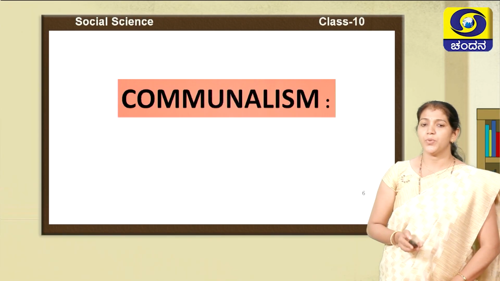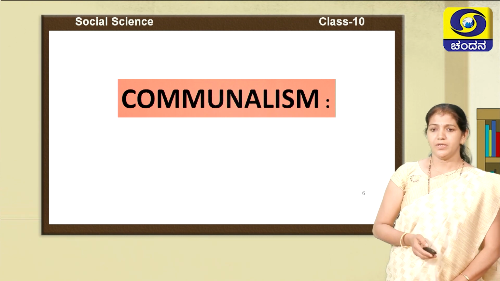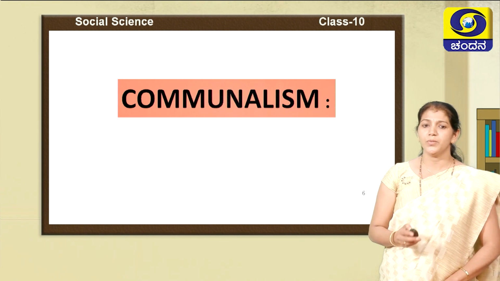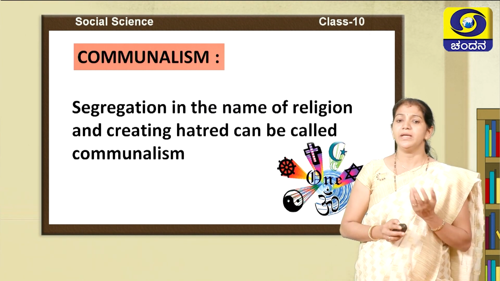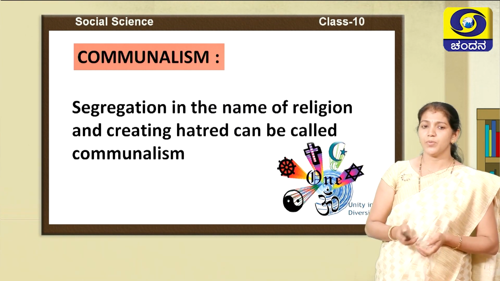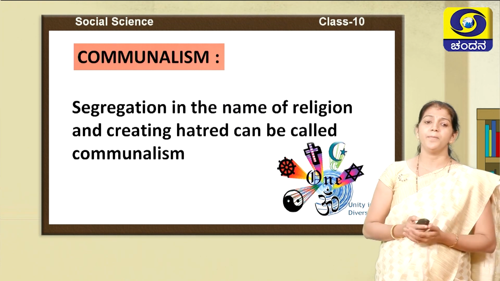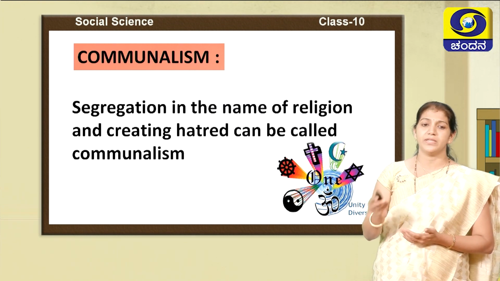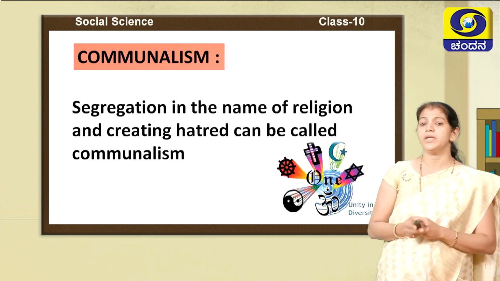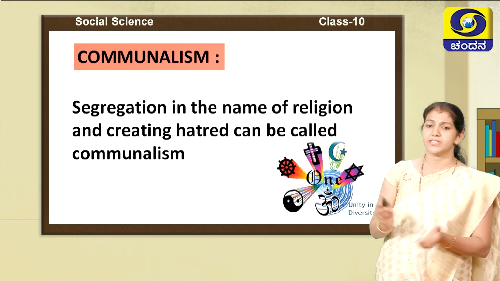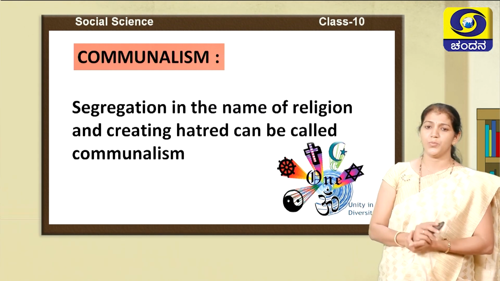Let us see one by one the problems of India and their solutions. First, I want to discuss communalism. What is communalism? Segregation in the name of religion and creating hatred can be called communalism. It means dividing people in the name of religion, such as Hindu, Muslim, Christian. This type of segregation of society creates hateful sections in the society. It is known as communalism.